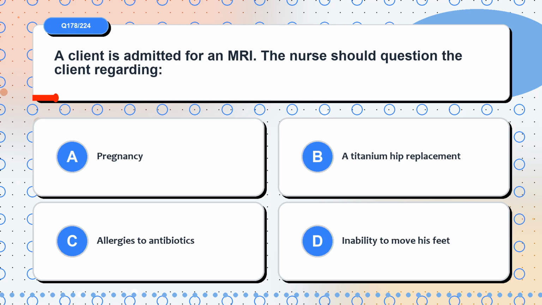Question 178. A client is admitted for an MRI. The nurse should question the client regarding. Here are the options. Option A. Pregnancy. Option B. A titanium hip replacement. Option C. Allergies to antibiotics. Option D. Inability to move his feet.